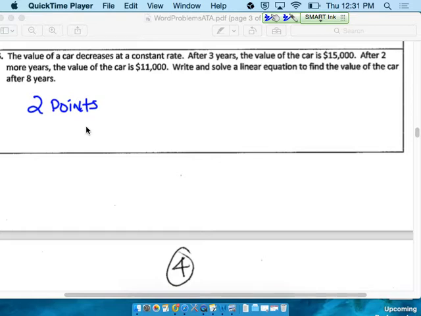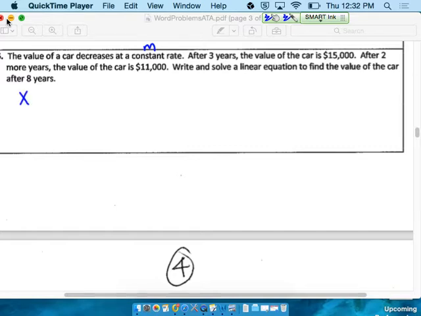This problem is about depreciation, value of a car. So let's read the problem and pick out the pertinent pieces. So the value of a car decreases at a constant rate. So that would be my slope. That decreasing at a constant rate would represent my slope. After 3 years, the value is $15,000. After 2 more years, the value is $11,000. Write and solve a linear equation to find the value of the car after 8 years.